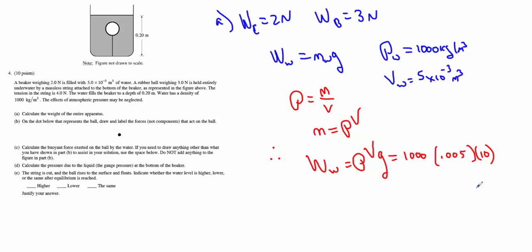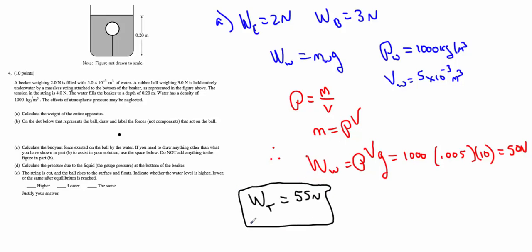I'm going to use 10 for the acceleration due to gravity. You're welcome to use 9.81. They're both fine. And you're going to get a value of 50 newtons, and that's simply the weight of the water. Ultimately, the weight of everything, or the net weight, or however you want to word it, total weight, will be the weight of all of it added together, so 2 plus 3 plus 50, or 55 newtons. And this is worth only 2 points. I've got to clean this all up.